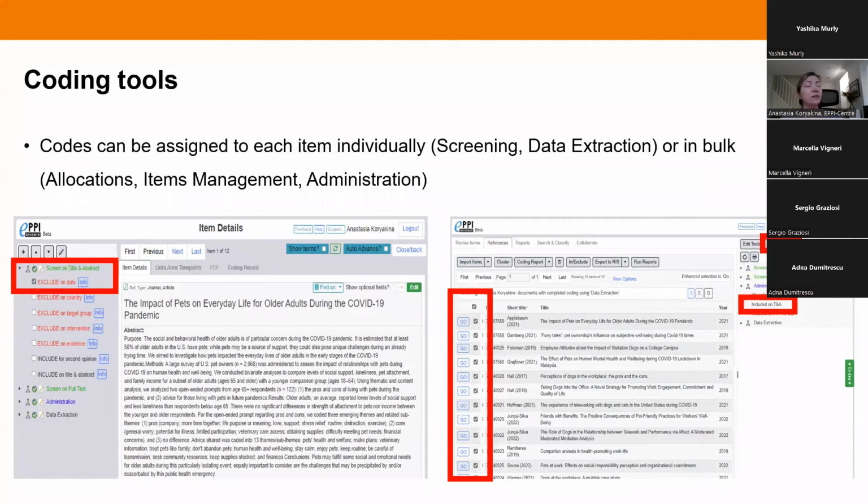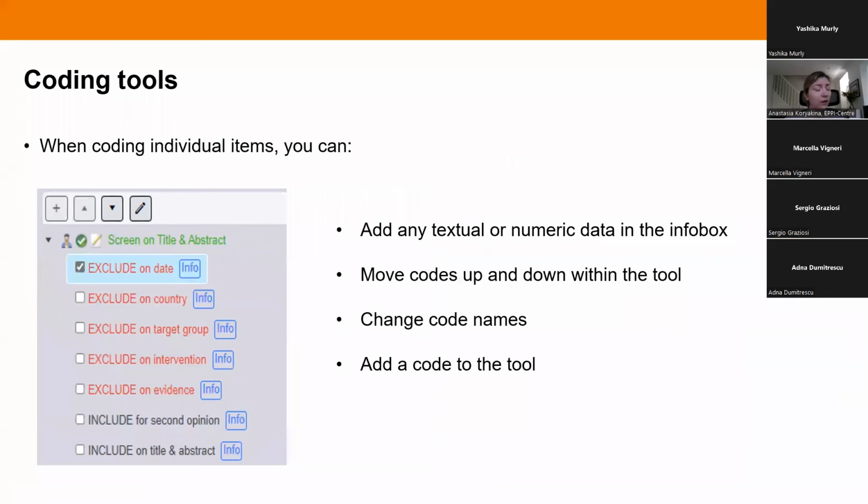Okay, and once coding tools are ready, we can assign codes from a given coding tool to each item individually by opening this item and ticking the checkbox next to the code that we want to assign to an item. For example, for screening or data extraction, that would be the way. Or we can assign codes from a given coding tool to items in bulk. Especially for allocations, item management, or administration, that would be the way to do that. So we do not have to assign these codes to each item individually. It makes sense to work with batches of coding.